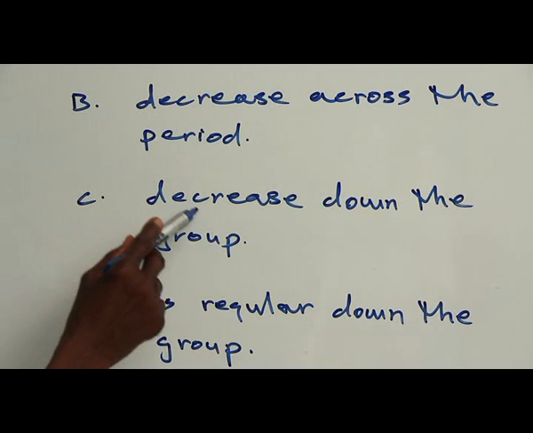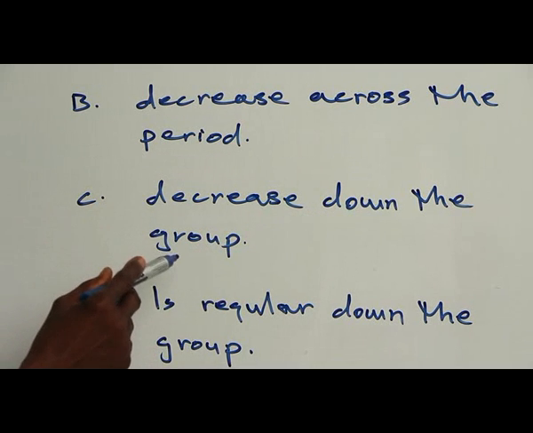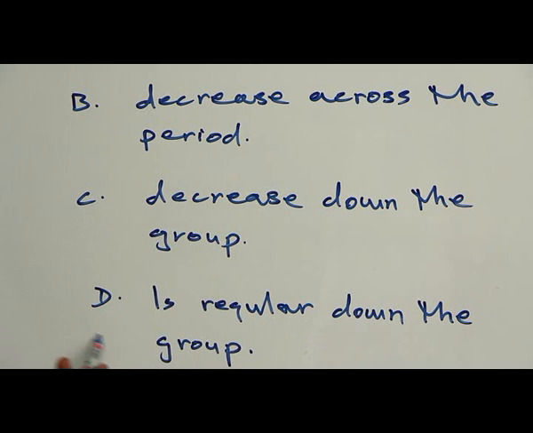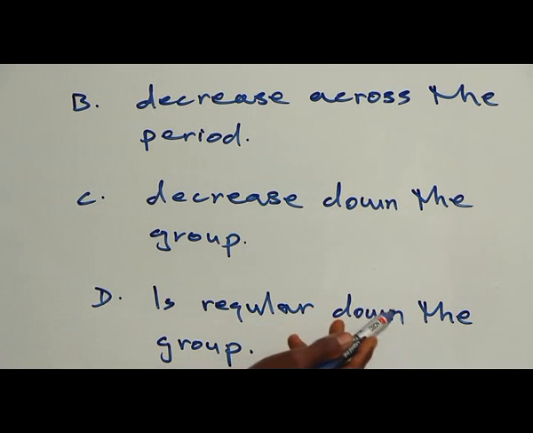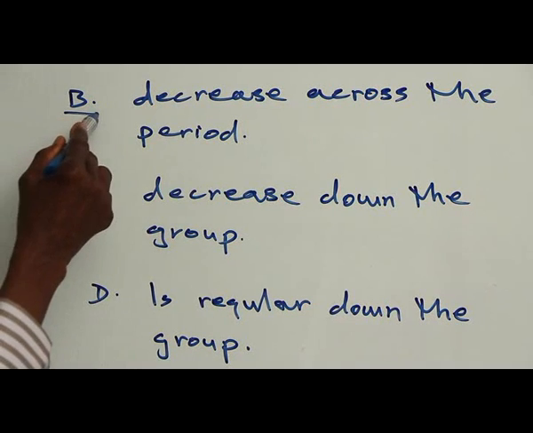C, decrease down the group. The atomic size does not decrease down the group. Down the group, the size increases because you have additional shells. D, regular down the group. It's not regular because as you go down the group, more shells are added. And so the correct option is B.